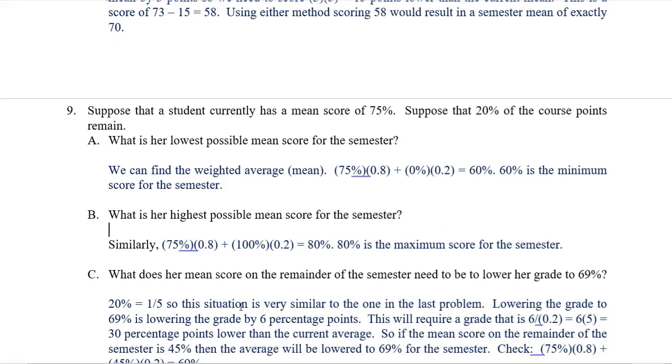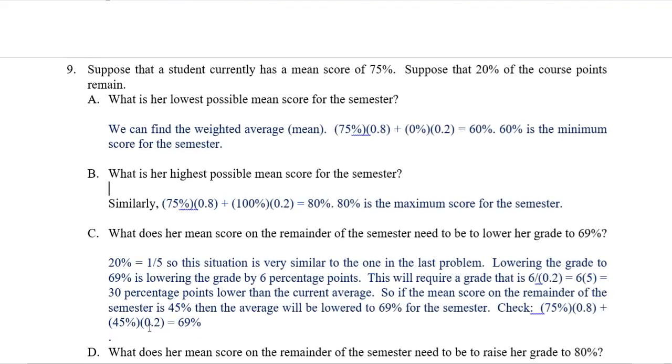20% is 1/5. So this situation is very similar to the one in the last problem. Lowering her grade to 69% is lowering it by 6 percentage points. This will require that the grade is 6 divided by 0.2, or 6 times 5, is 30 percentage points lower than her current average. So currently she's at 75%. If she makes 45%, then her average will be lowered to exactly 69% for the semester. You could check that by doing 0.75 times 0.8 plus 0.45 times 0.2 to get 0.69, or 69%.